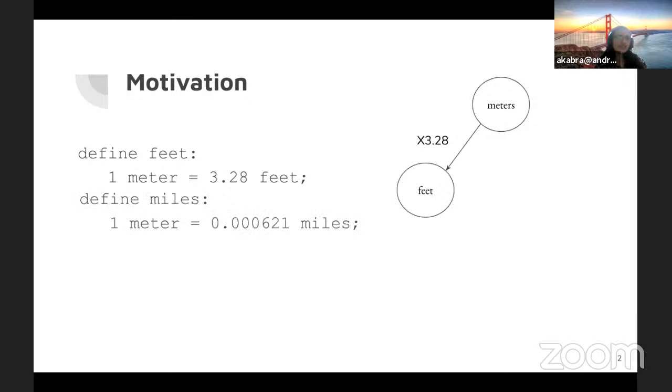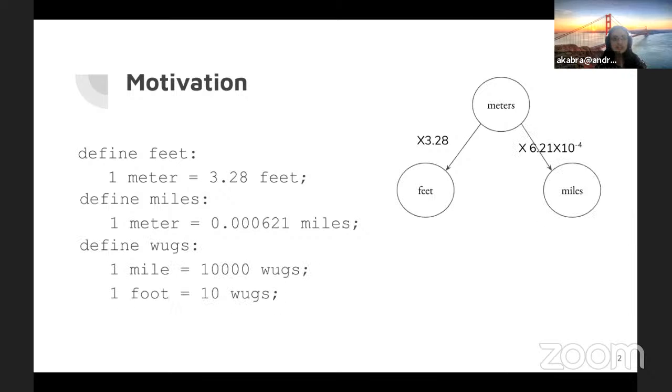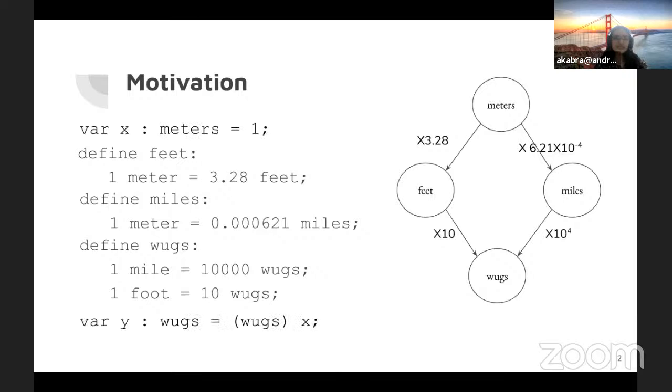Now you add a definition for miles, and then you create this new unit wugs that you say is 10 to the 4 wugs is a mile, but also 10 feet is a wug, I'm sorry. And then suppose you want to cast a variable defined in meters to something in wugs, and the language allows you to do implicit conversion. There are two possible paths for the compiler to take. If it were to go through feet, you would end up with 32.8 wugs. But if you went through miles, you would have 6.21 wugs.